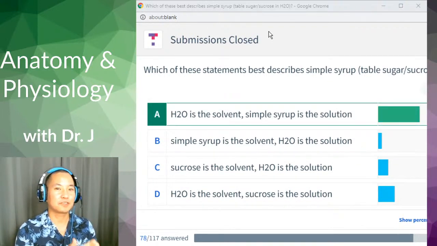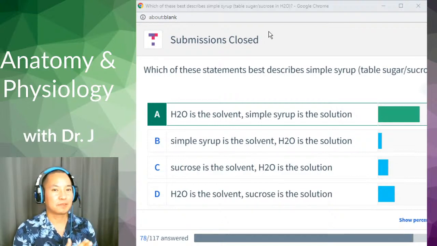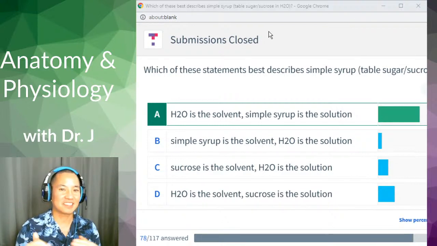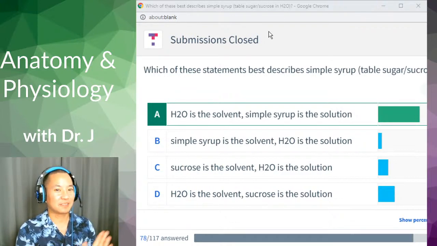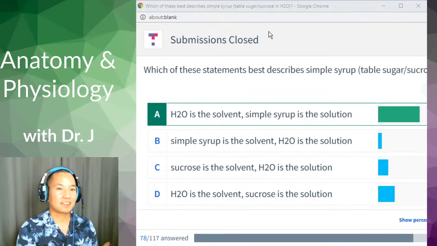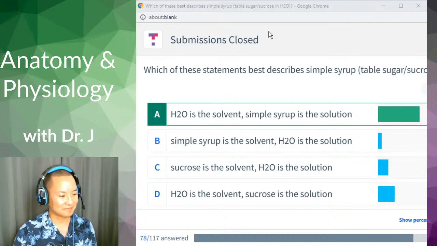Solution refers to the overall mixture. So for the people who selected D, sucrose is not the solution, it's the solute. This is where it gets very tricky. They all sound very similar, but they refer to different parts of a solution. The solute, ending with the E, is the substance being dissolved. That's a solid being dissolved in some sort of liquid. Water is the solvent, the liquid doing the dissolving. And the overall solution is the mixture of the solute plus solvent.